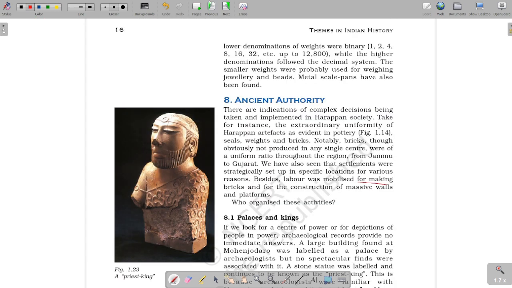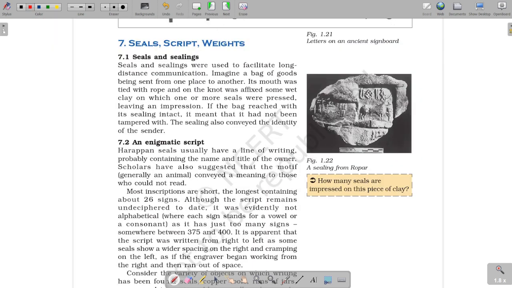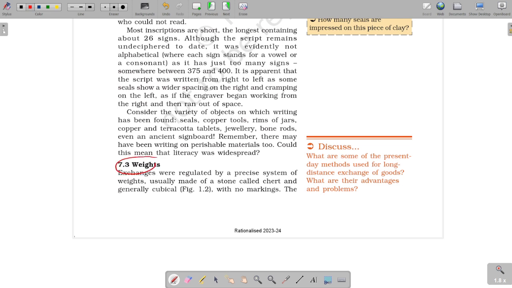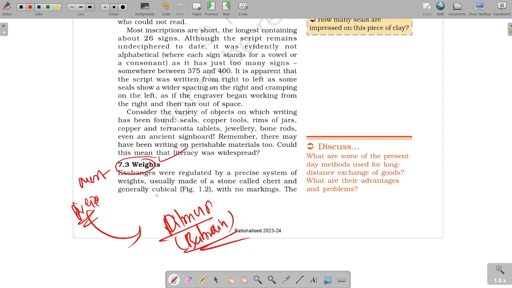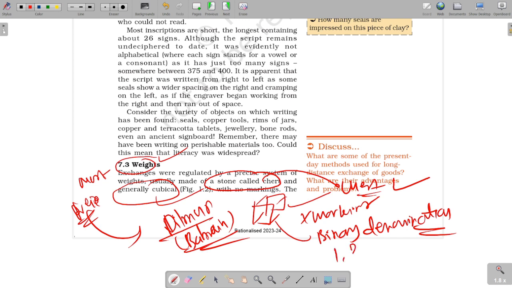Now, talking about weights. Guys, weights, these were the most precise system. These were also followed by Dilmun people or Bahrain people. The weights were cubical, like you have all seen cubes. These were generally having no markings, and these were binary in denominations, made of a stone called chert. One was of 1 kg, 2 kg, 4 kg, 8 kg, 16, 32, etc. This was the binary system, that is power of 2.